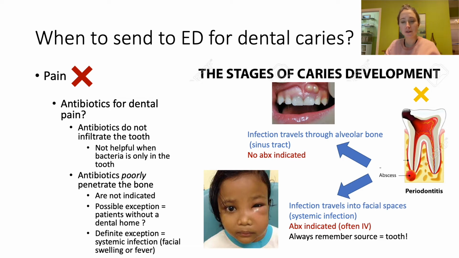A lot of times you need to do IV antibiotics. And a lot of times these kiddos are going to be admitted and need to be monitored. The one thing I always ask is remember that the source is the tooth. So even if they're admitted and they get IV Augmentin and that helps with the facial swelling, the source of the infection, the tooth, is still there. They still need to see a dentist to get it out.